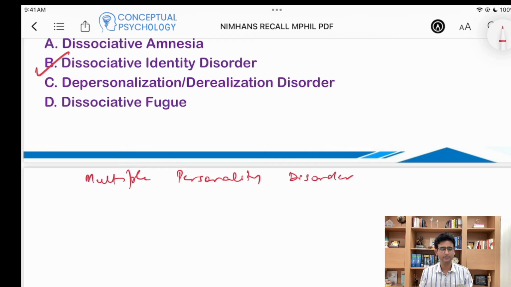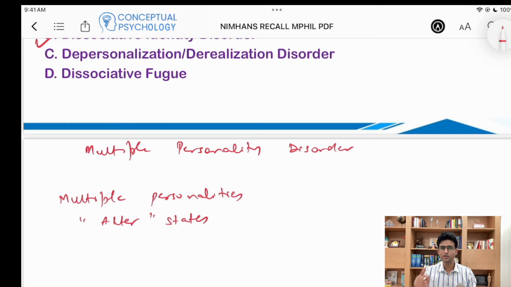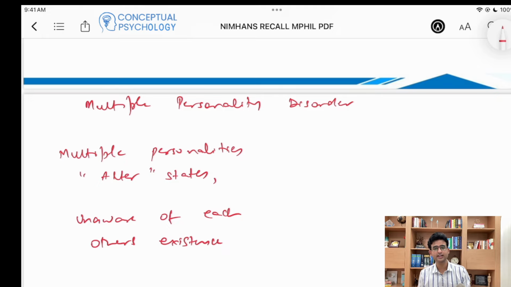Multiple personality disorder or dissociative identity disorder. Not a common disorder. You will rarely see these kind of patients in your clinical practice. In fact, most of the patients of DID have been seen only in the western part of the world. So what is DID? The patient presents with multiple personalities, sometimes also called as altered states. And usually these personalities are unaware of each other's existence. When one personality comes, the second one leaves. When the second one comes, the first one leaves. This is usually what is seen, right?